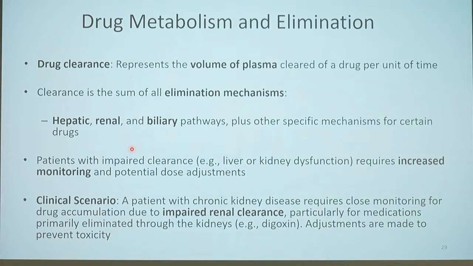And so if a patient has chronic kidney disease and they're taking digoxin, you know that clearance is going to be an issue. So you're going to need to adjust the dose accordingly, because if you don't, then the patient will likely experience toxic effects of digoxin because it will not be cleared from the body as readily.